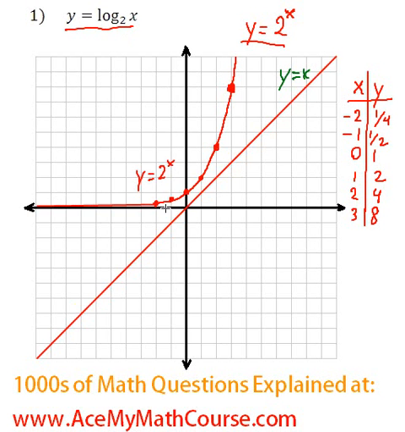So let's do that. So each point just becomes the inverse. For example, -2 and a quarter becomes a quarter and -2. -1 and a half becomes a half and -1. 0 and 1 becomes 1 and 0. 1 and 2 becomes 2 and 1. So I'm just inverting the points. Hope that makes sense to everyone. 2, 4 becomes 4, 2, and 3, 8 becomes 8, 3.